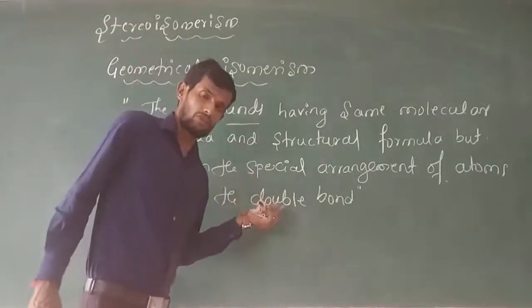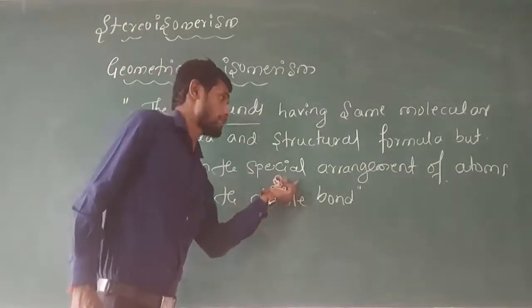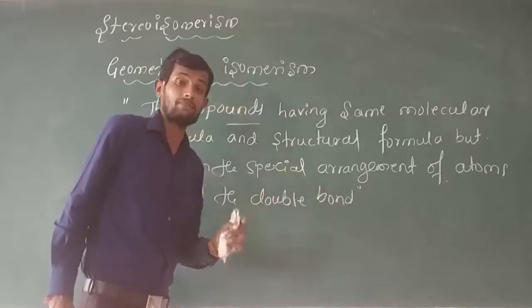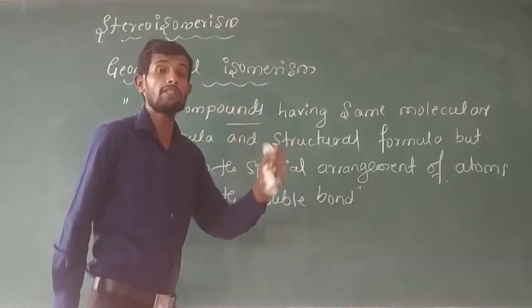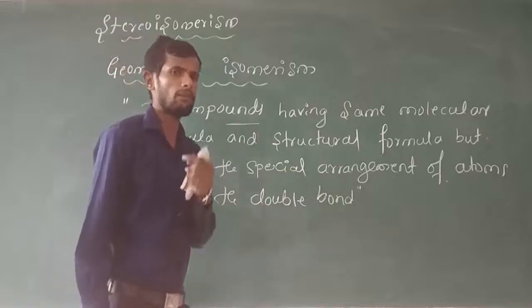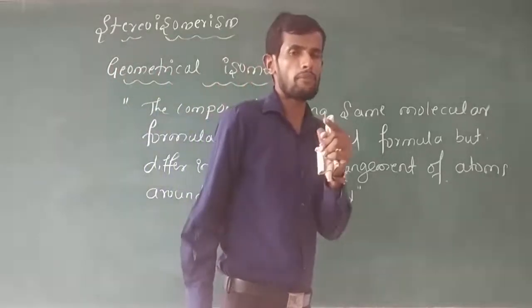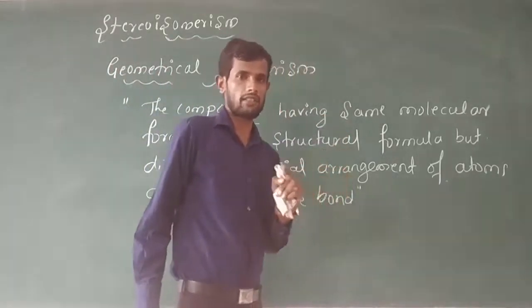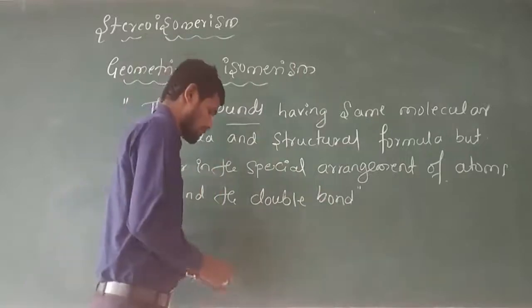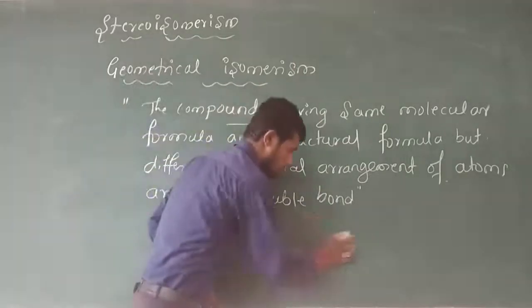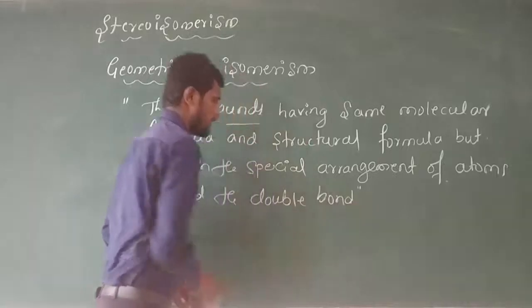In geometrical isomerism, a special arrangement of atoms around the double bond appears. Double bond means the compounds are alkenes. Is it right? Yes. In alkenes, geometrical isomerism is observed. Example.